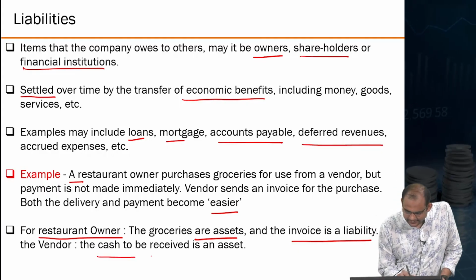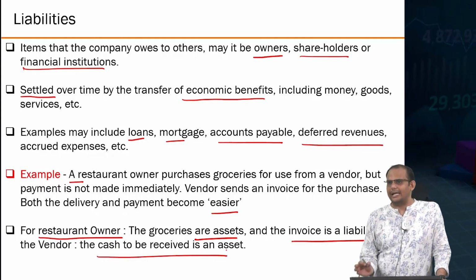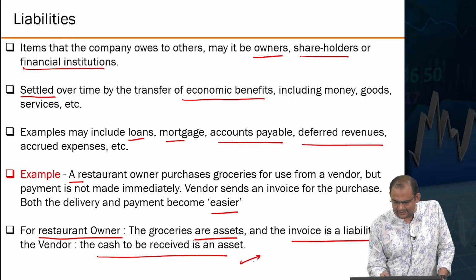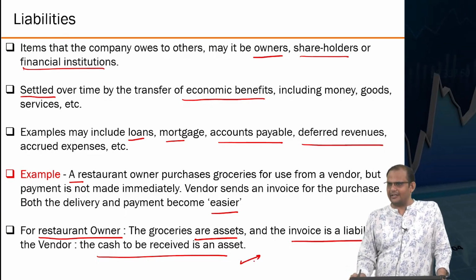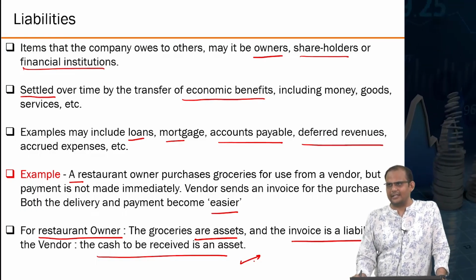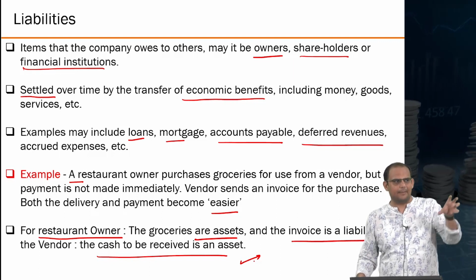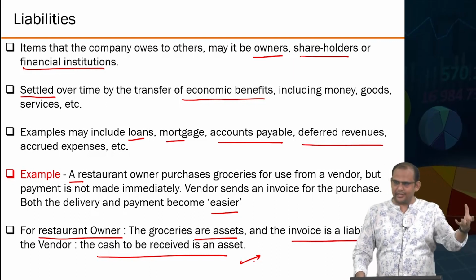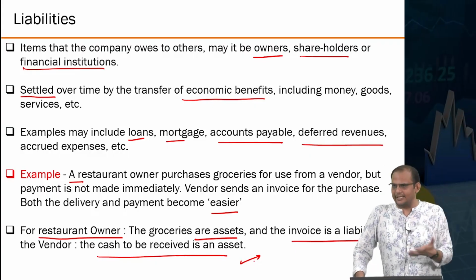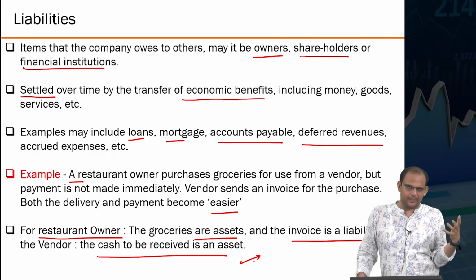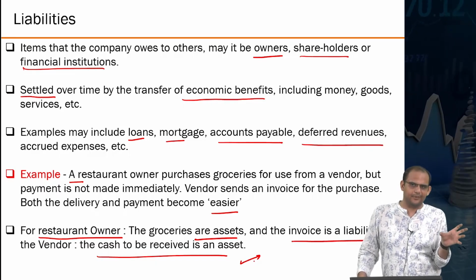For the vendor, the cash to be received is an asset. What is the equivalent liability for the vendor in this case? Can you just guess? In a simple transaction where a vendor is supplying some groceries to a restaurant owner, for the restaurant owner, the groceries are an asset, but the invoice which the restaurant owner has not paid is a liability.